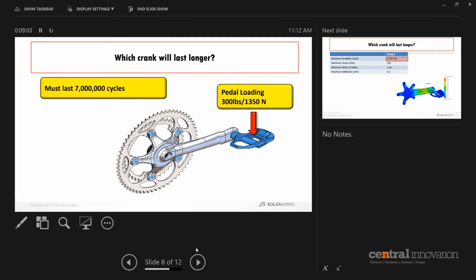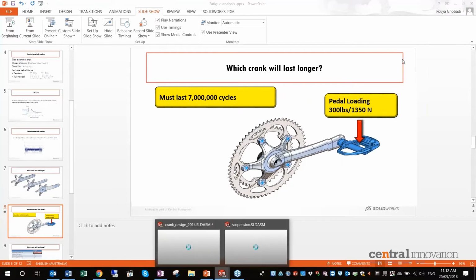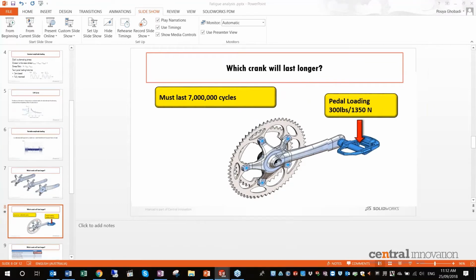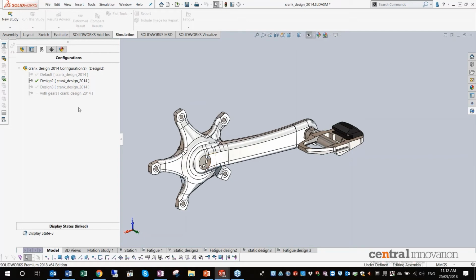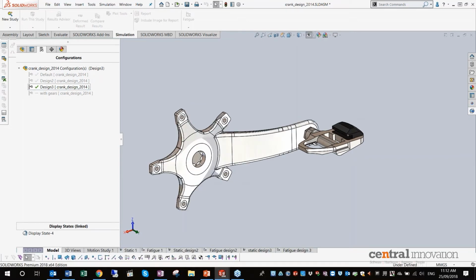Let's have a look at it within SOLIDWORKS. Let me open up SOLIDWORKS for you. Just bear with me for a second. There we go. All right. Let's have a look at this model. This is a paddle. It has a series of configurations, as you can see. These are the different models I want to analyze using fatigue analysis.